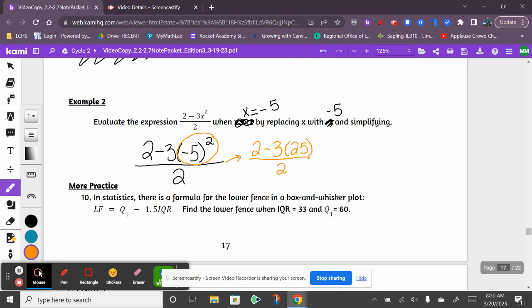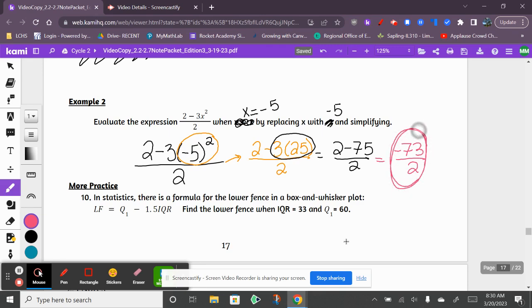If you wanted to separate this into two different parts until you were done with the top, you could do that as well. Looking at the top, the next thing I have that I'm going to worry about, I've got subtraction and I have multiplication, so the multiplication will come first. So that will be 75. So we have 2 minus 75 all over 2. I'm going to finish out the top. So that gives me -73, and it's over 2. We will look to see if it can simplify. If it can't, this will just be our answer.